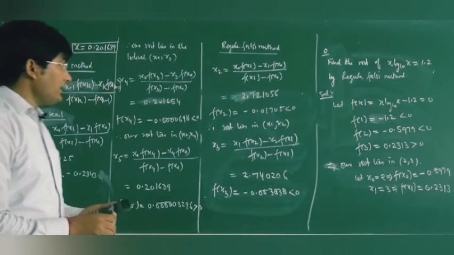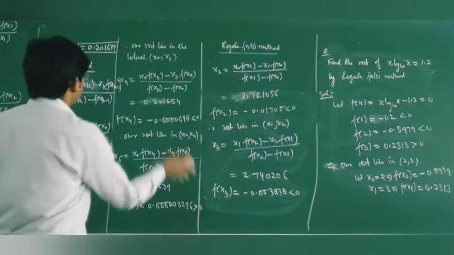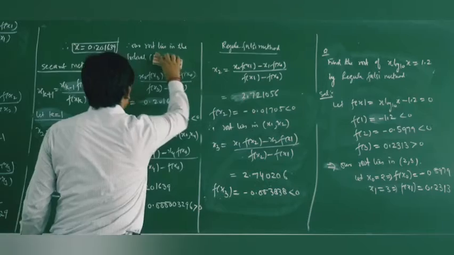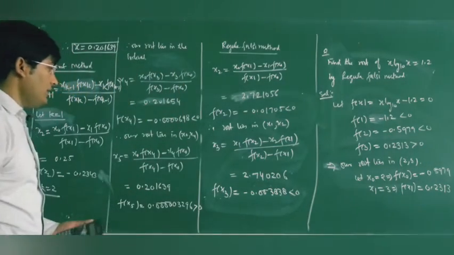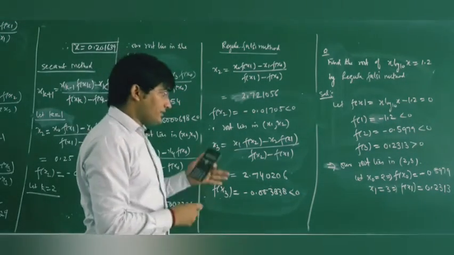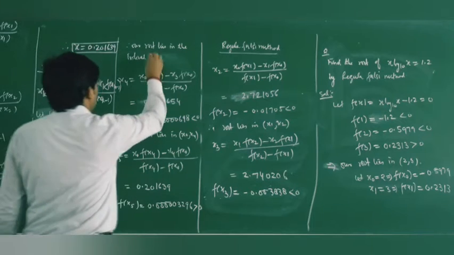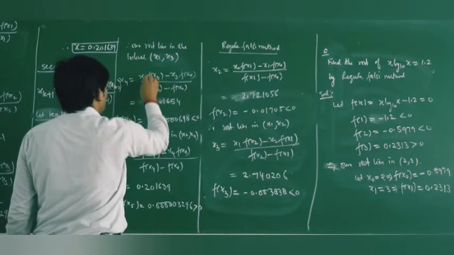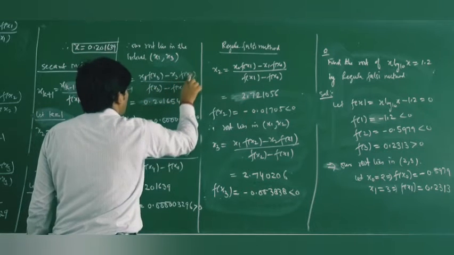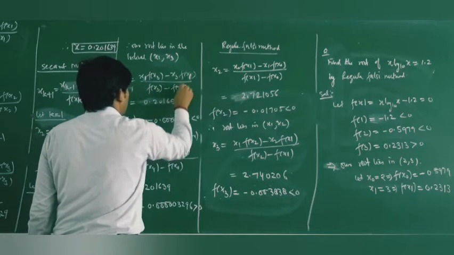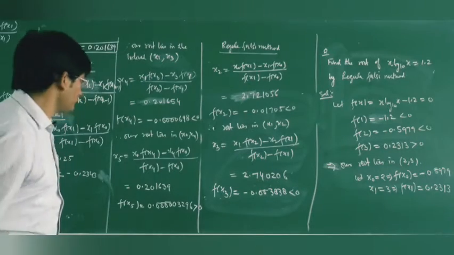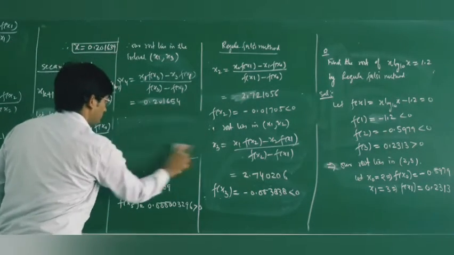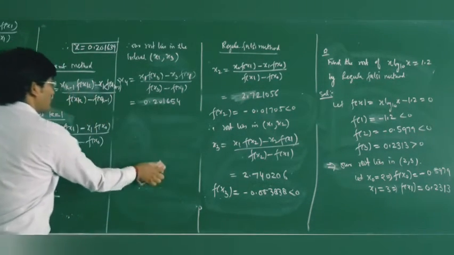So our root will lie in the interval. At x3 we have negative, and at x1 we have positive. So our root will lie in the interval x1, x3. So your x4 will be from f of x1 and f of x3. Let us get this root.